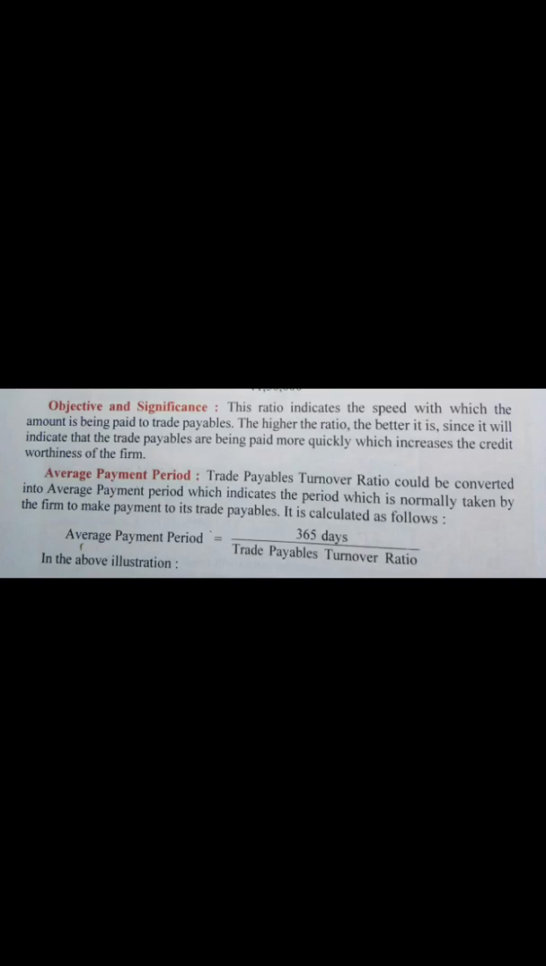Average payment period. Trade payable turnover ratio can be indicated in terms of average payment period also, which indicates the time or duration which is normally taken by the firm to make payment to its trade payables, and it can be calculated by dividing 365 by trade payable turnover ratio.